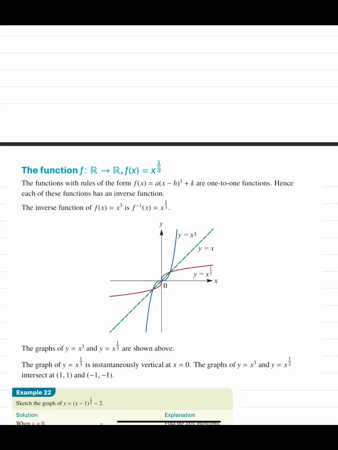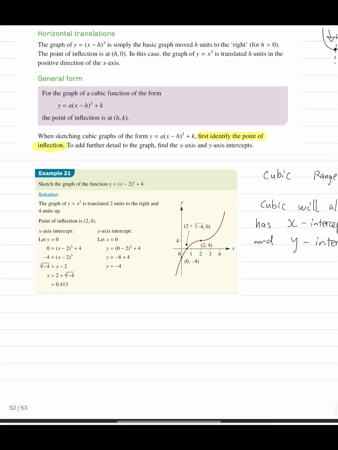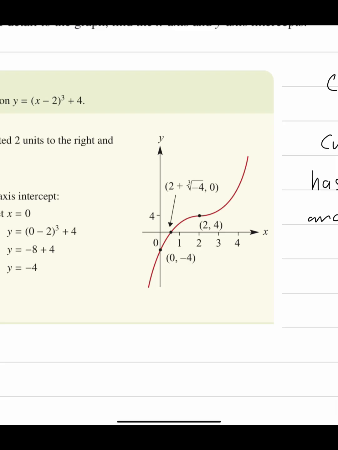Then we will be talking about the inverse of the simple cubic. From this graph, we know that this simple cubic, whether in the simplest form y equals a x to the power of 3, or in the transformed point of inflection form, they all give us this graph. The middle point here, the point of inflection, will have a 0 gradient, but the other points will always have a different gradient.